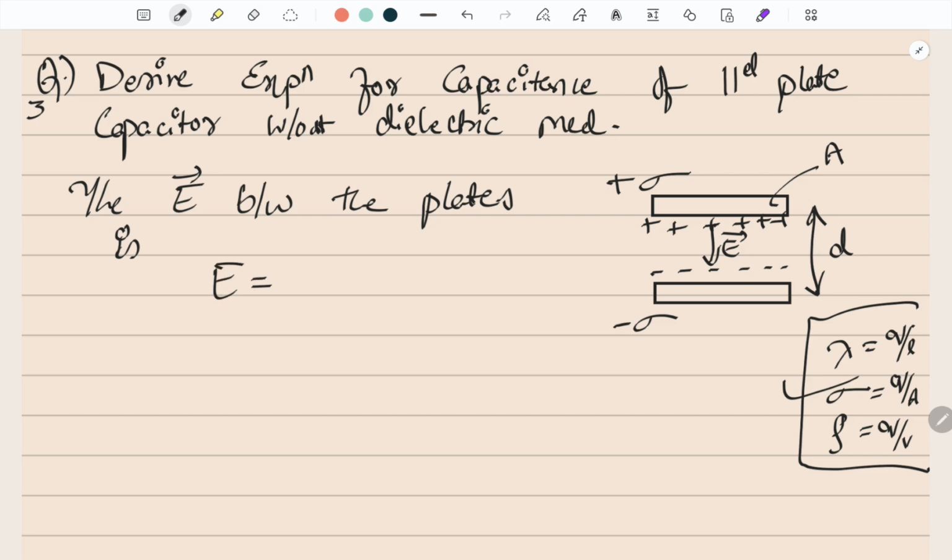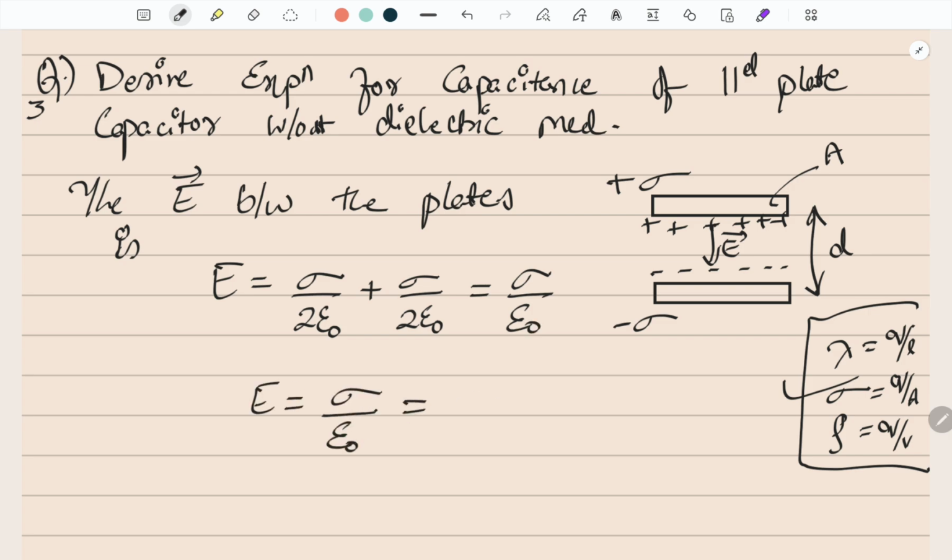by E is equal to sigma by 2 epsilon naught for one plate plus sigma by 2 epsilon naught for the other plate, adding because both the electric fields will add up in the same direction. Okay, so you get sigma by epsilon naught. So E is equal to sigma by epsilon naught is what we got. Sigma is nothing but q by A. So I'll write q by A times epsilon naught. This is where we reach in the first step.